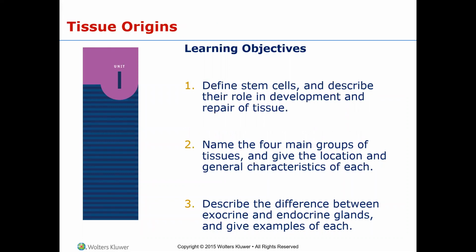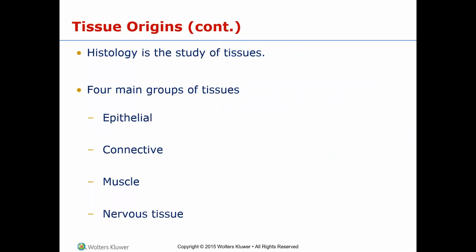So when we look at the origins of tissues, all tissues can be derived from stem cells, and those stem cells are either going to be of embryonic or adult origin. And there are four main groups of tissues that we'll look at, and their location and what their characteristics are, as well as the differences between endocrine and exocrine glands.